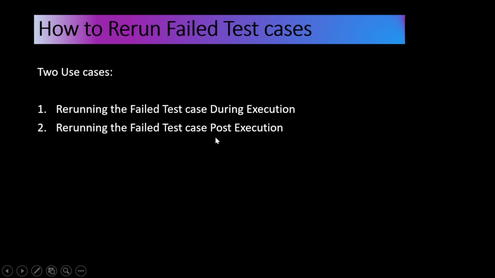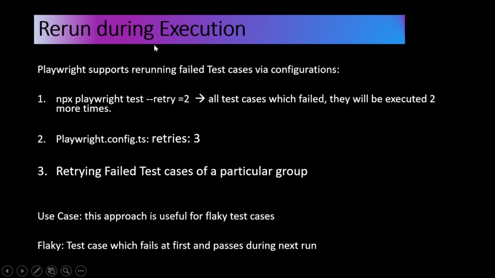So there are two use cases. One, when we want to rerun the failed test cases during the execution as soon as we encounter the failure. Second approach is when we want to rerun all the failed test cases post execution of the entire suite. So let us understand the same one by one. First one is rerunning during the execution. So this is similar to Retry Analyzer of Selenium.